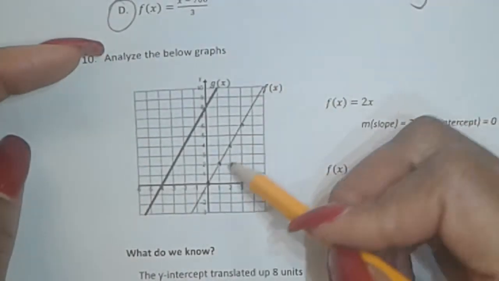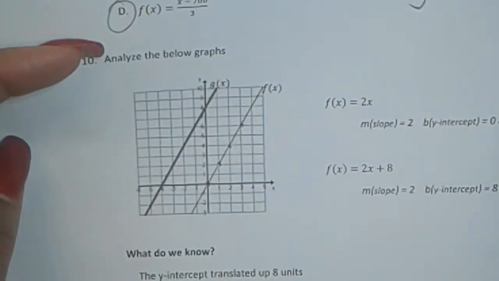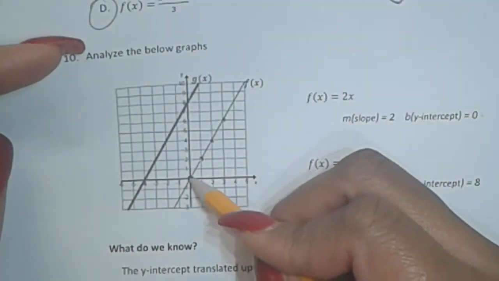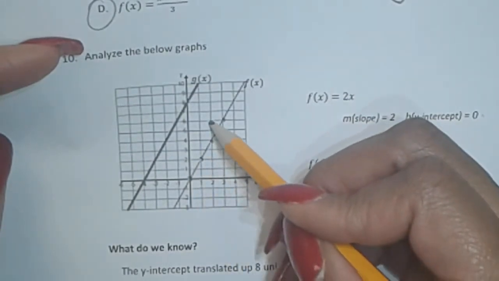Last question. F of x has a slope of 2, but a y-intercept of 0. Let's check that. It crosses the y-axis here at 1, goes up 2 to the right 1, up 2 to the right 1, up 2 to the right 1.